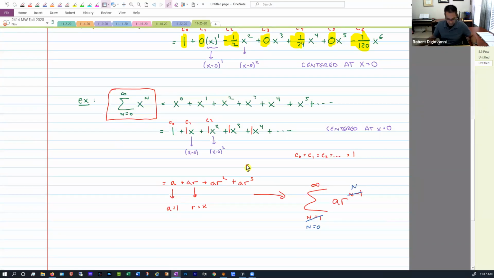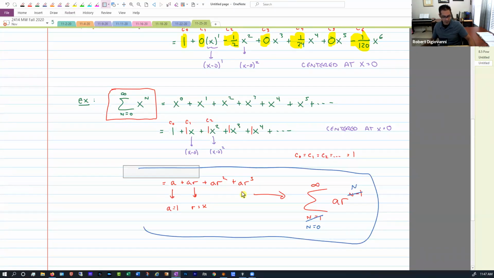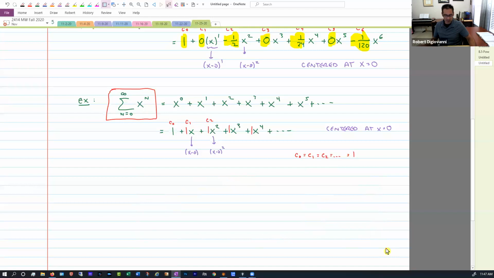Okay, so this is a geometric series. Can we all agree with that now? This is the geometric series, just written in a way that we haven't seen before.